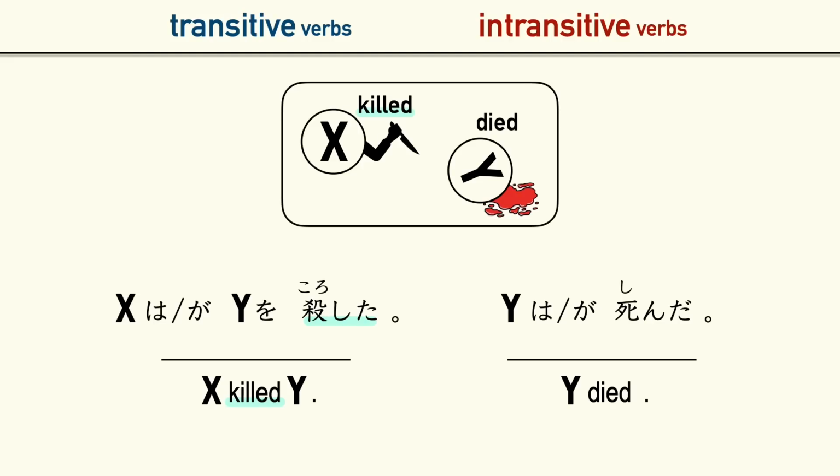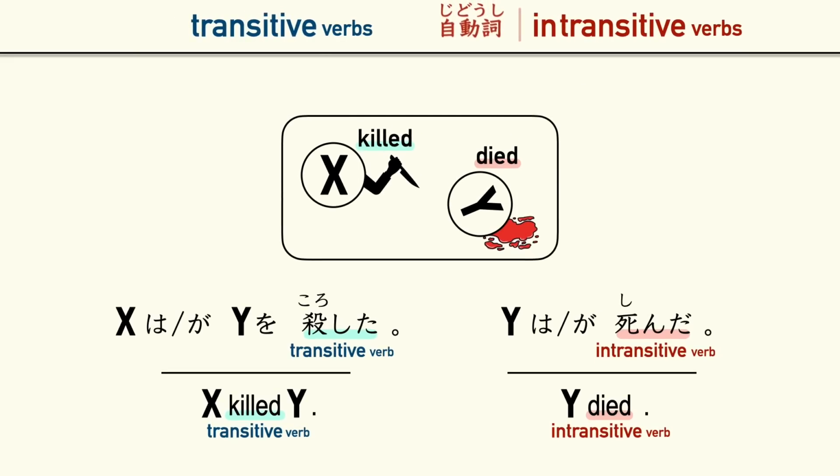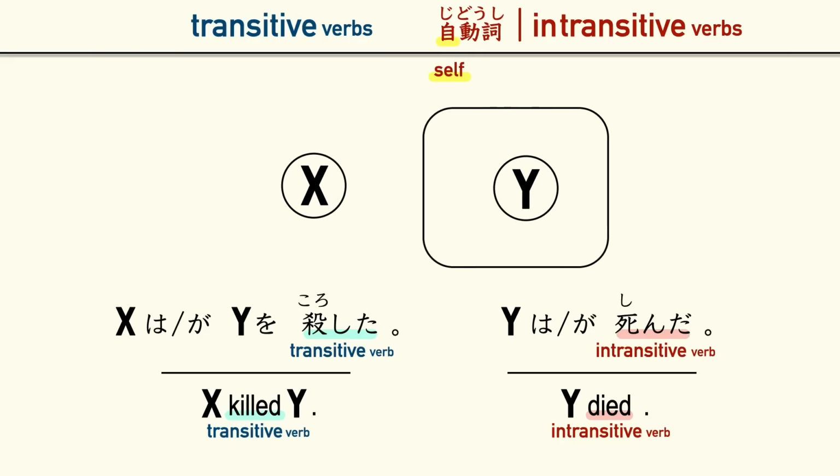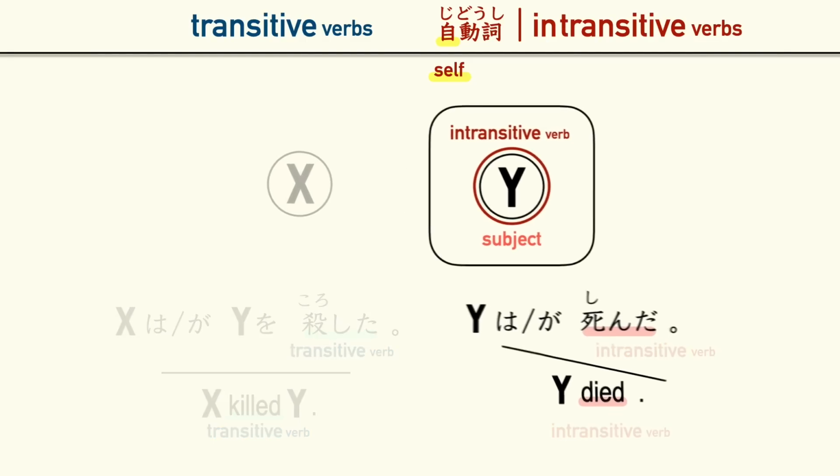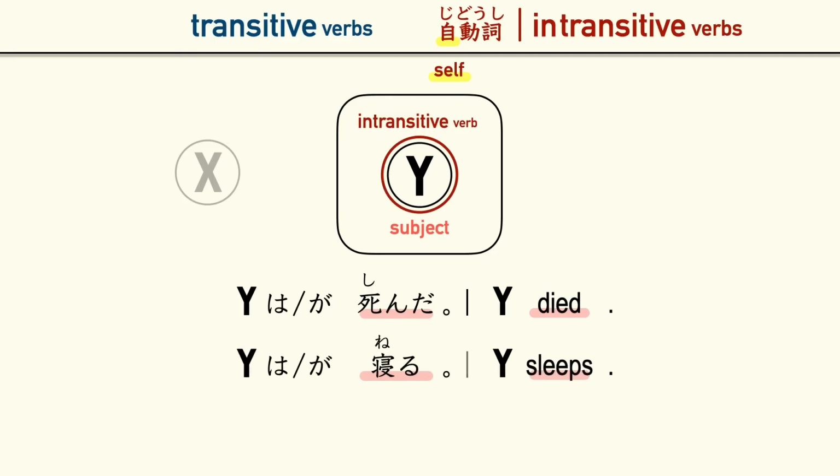Kill, 殺す is a transitive verb. Die, 死ぬ is an intransitive verb. In Japanese, intransitive verbs are called 自動詞. 動詞 means verb, and 自 means self. 自動詞 refers to an action that the subject performs by itself, without directly affecting other things. Other examples of 自動詞 are 寝る, sleep, 歩く, walk, and so on.